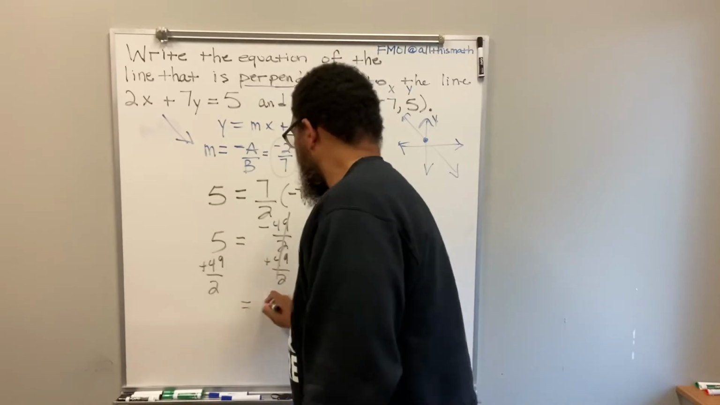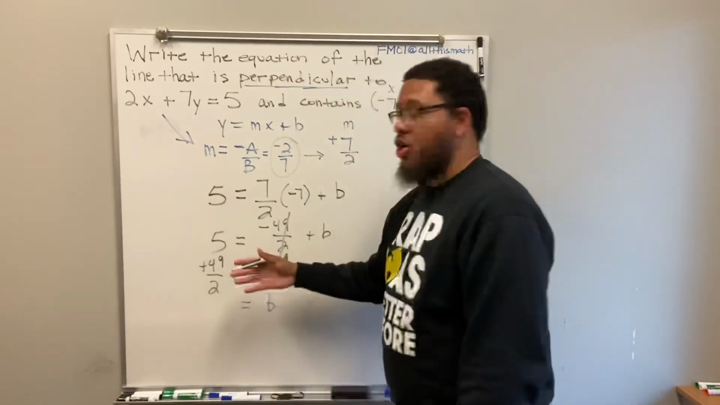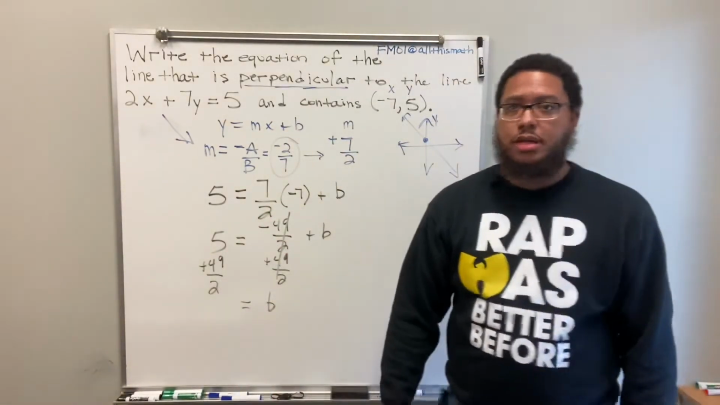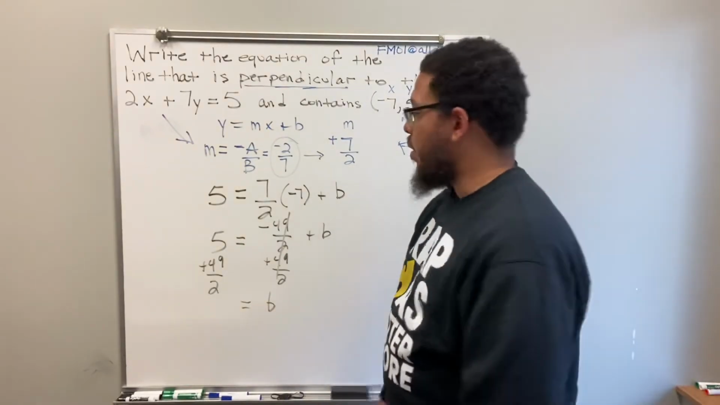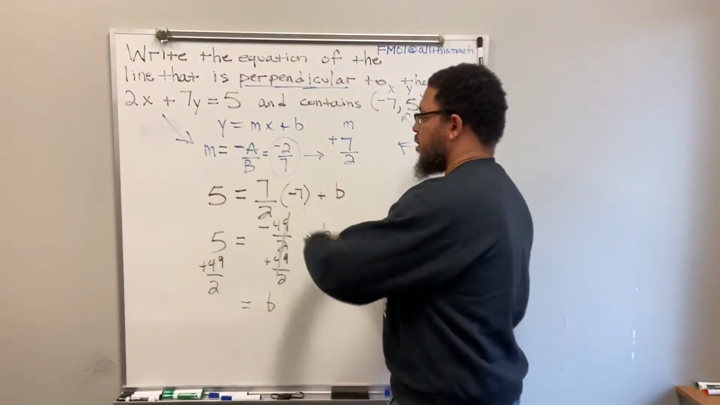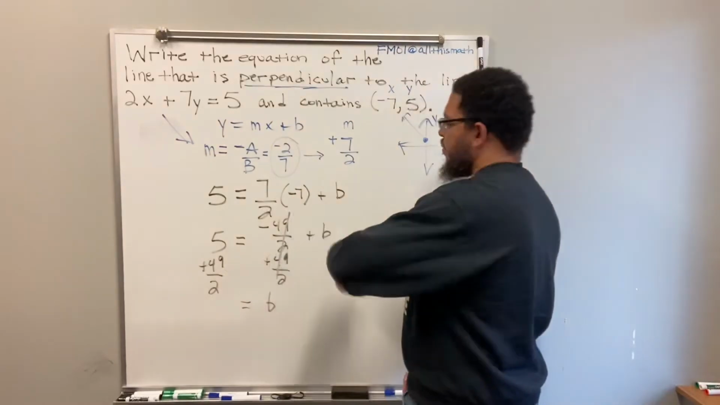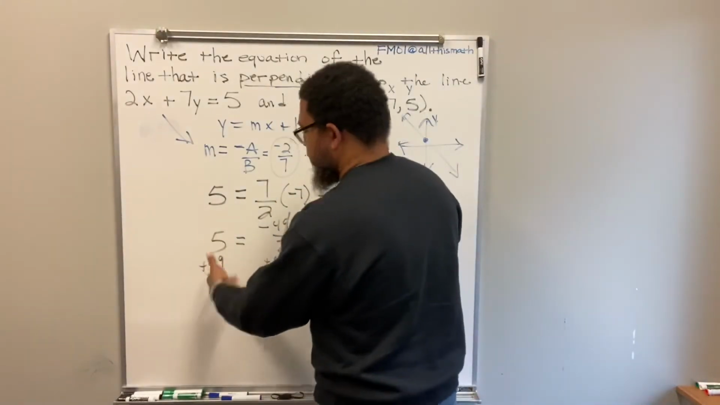Right? And that's going to leave me with B. Now, I got to also know how to add and subtract fractions. I got to know how to do that too at this level. I got to know how to multiply fractions, even if I'm multiplying by an integer. And I got to know how to add fractions to integers.